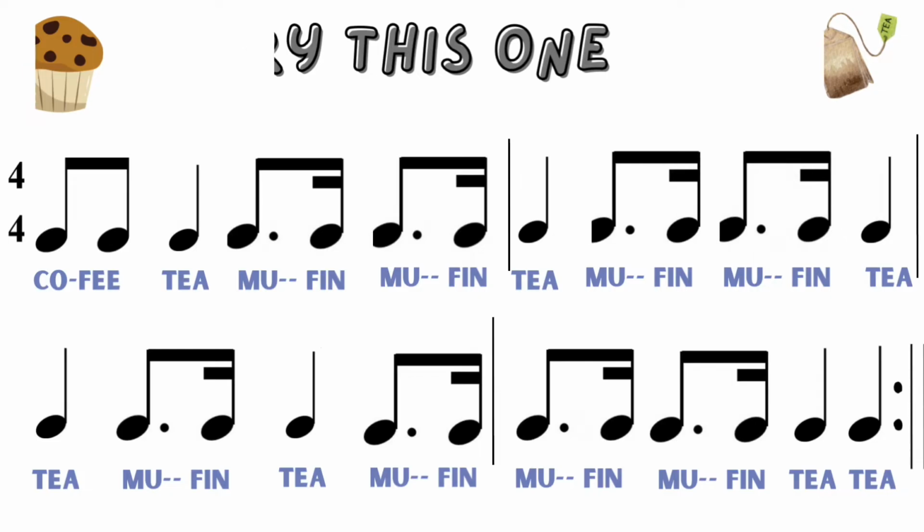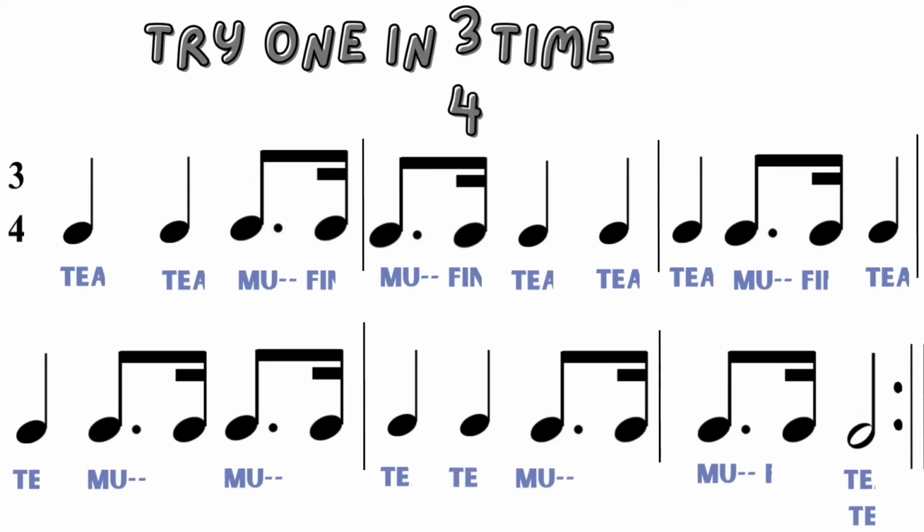Great, well done. So now we're going to try a rhythm in 3/4 time. Ready? 1, 2, 3. Tea, tea, muffin, muffin, tea, tea. Tea, muffin, tea, tea, muffin, muffin, tea, tea, muffin, muffin, tea. Again, tea, tea, muffin, muffin, tea, tea, tea, muffin, tea, tea, muffin, muffin, tea, tea, muffin, muffin, tea. Great, I hope you've understood that.